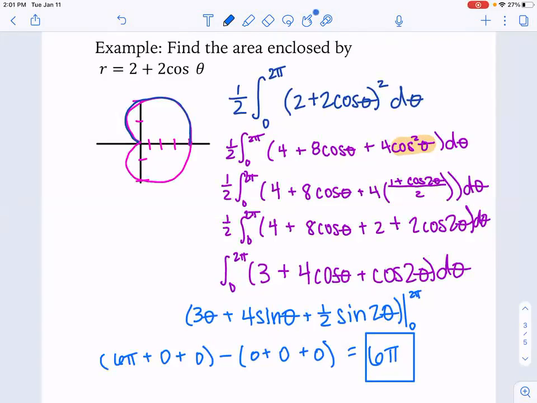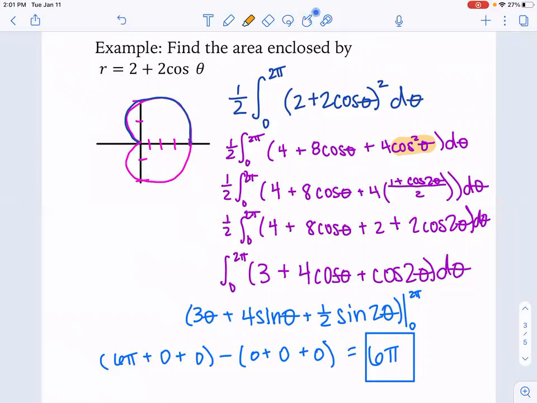Now, if you wanted to check this in your calculator, you would not need to be in polar mode. You can be in rectangular, just function mode. Make sure you're in radians, and you could put this into your calculator and you should get the equivalent of 6 pi. I'm not saying that you need to do that right now. I'm just saying that in a calculator situation, you would not need to be in polar mode.